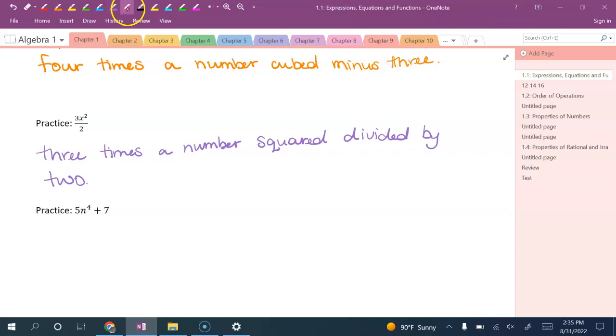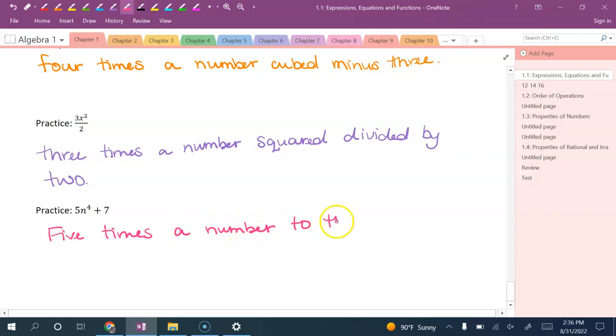The other practice problem, you could have said 5 times a number to the 4th power plus 7. And again, there's other ways you could have written that one too, depending on if you wanted to use another phrase for the multiplication that you see happening or the addition that you see happening.